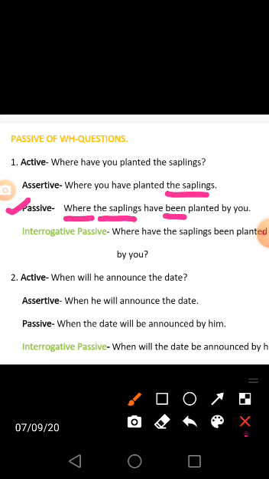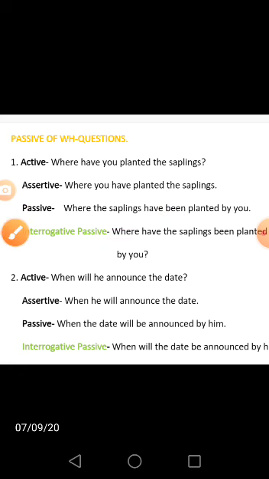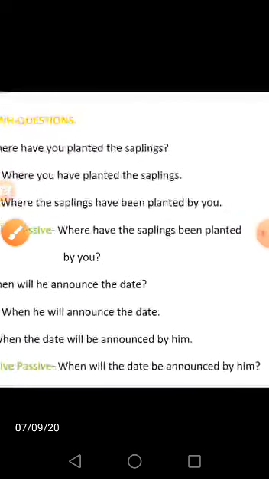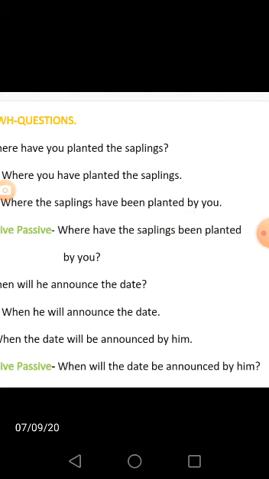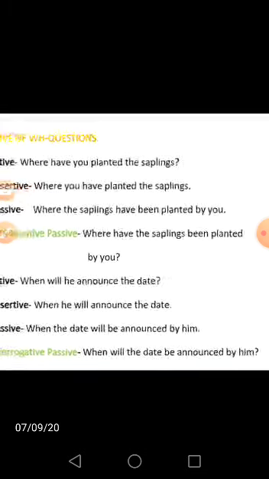Okay. And finally, the interrogative passive. In interrogative passive, as usual, where will come in the beginning, and after that, have the saplings been. All of you see very carefully: have the saplings been planted by you. So here what I have done: the saplings in the middle, and before it have and after it been planted together. Okay, the final answer is, where have the saplings been planted by you. Okay, hope it's clear to you.